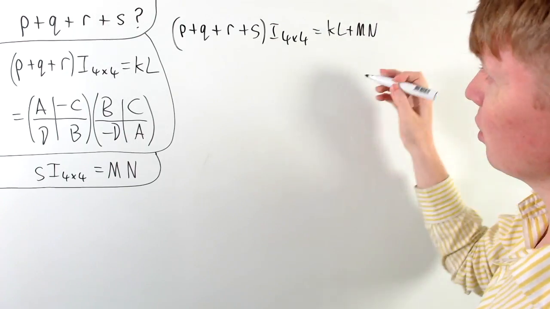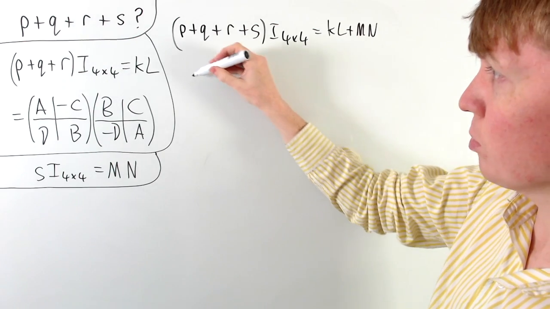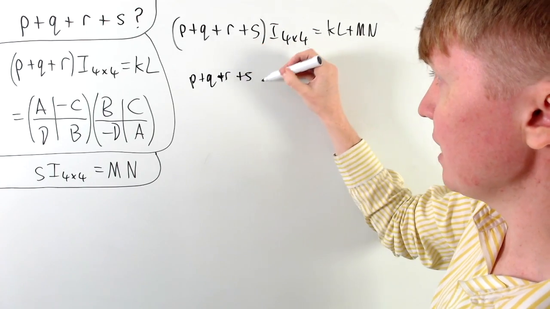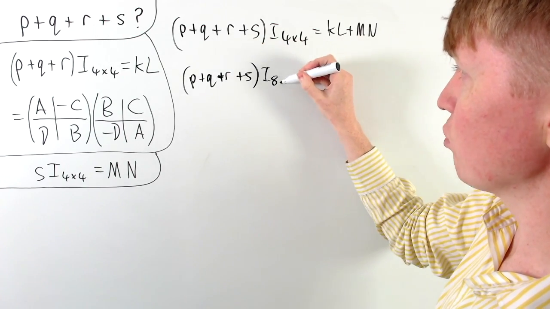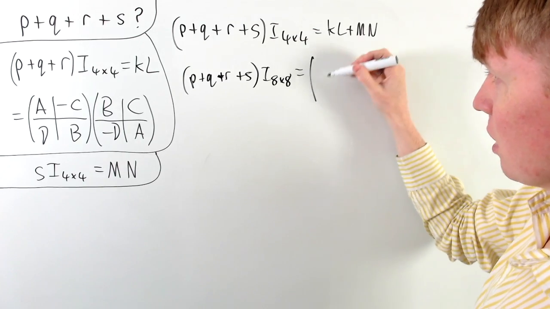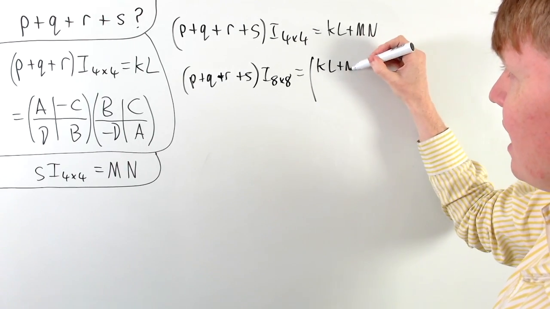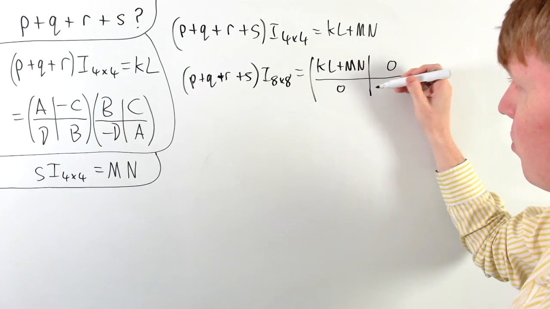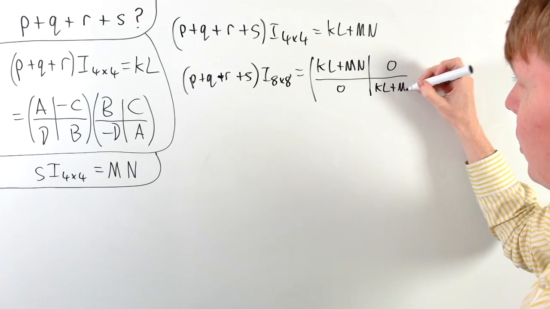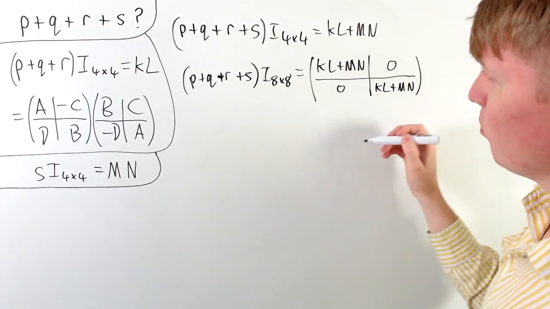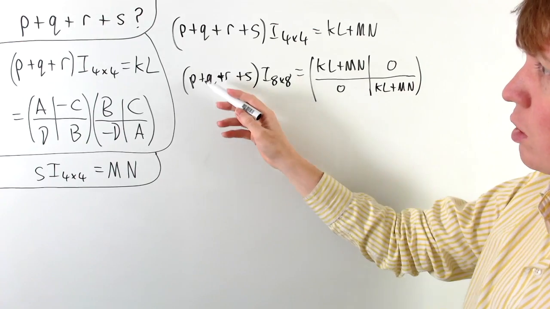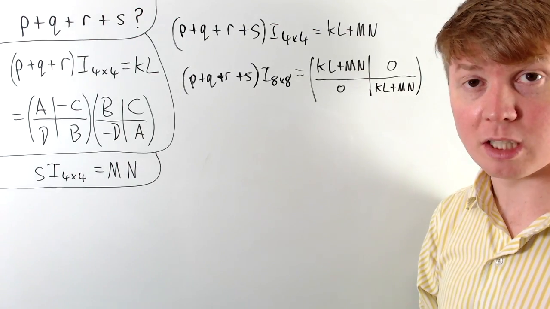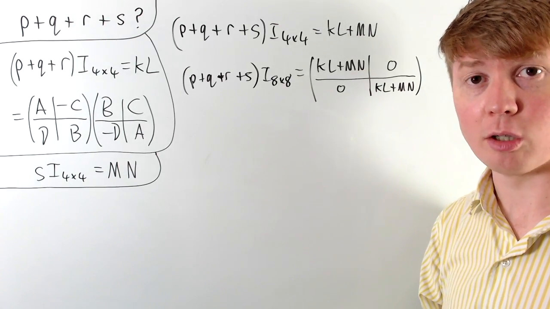And again, we can go up a dimension or two here. So we can go up to p plus q plus r plus s, and if we multiply this by the 8x8 identity matrix, then the idea behind doing this is we get a block matrix, which is kl plus mn in the top left, 0 in the top right, 0 in the bottom left, and in the bottom right we get kl plus mn. So the 8x8 identity matrix multiplied by p plus q plus r plus s is in the right sort of form that we could attempt to factorise using block matrices.